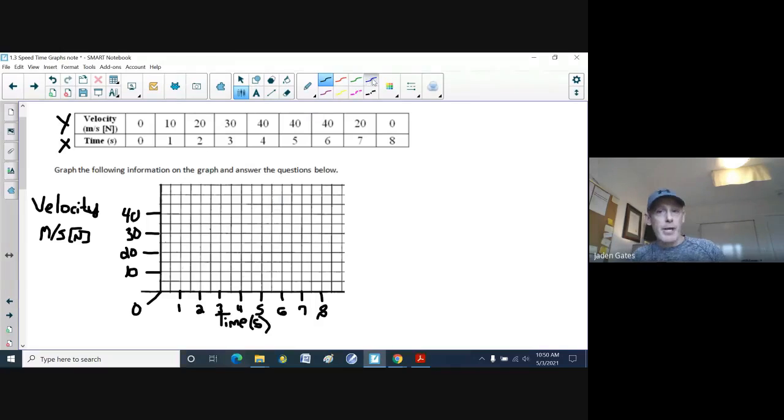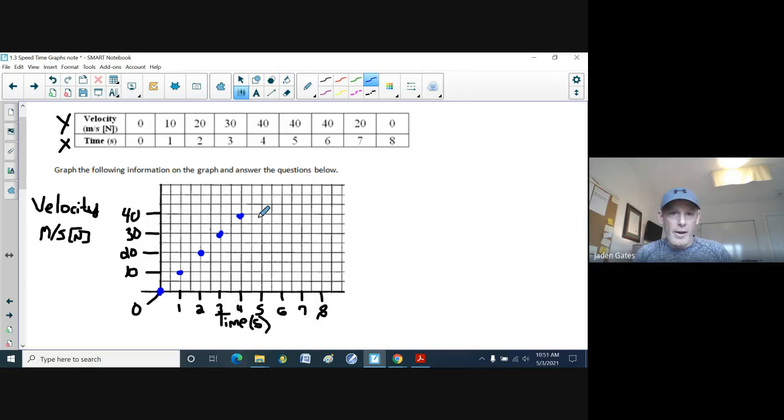Now we got to graph this information. All right. So 0, 0. Well, that's there. Not going very fast. We're starting from rest. 1 second, we're up to 10. 2 seconds, our velocity is now up to 20. So as we're moving up here, you can see this thing's accelerating. We're going to have a slope here because it's increasing its speed, changing speed. 3, we're going up to 30. 4, we're going up to 40.